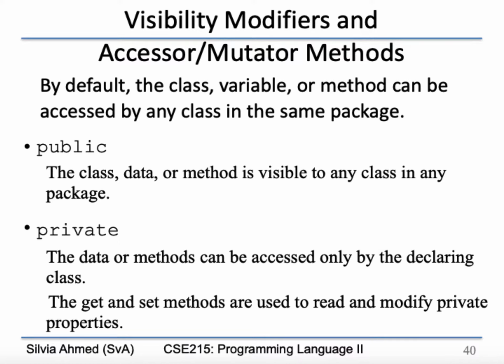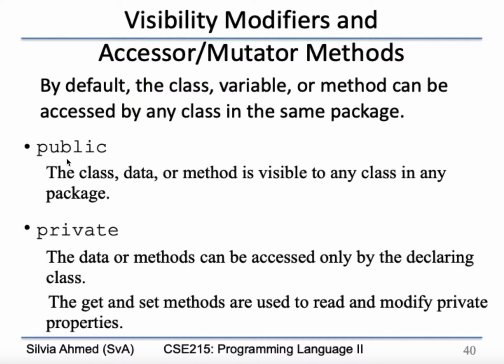Let's look at visibility modifiers and accessor or mutator methods. By default, the class, variable or method can be accessed by any class in the same package. We have seen this public modifier before our main method. Now we will see what this modifier does.